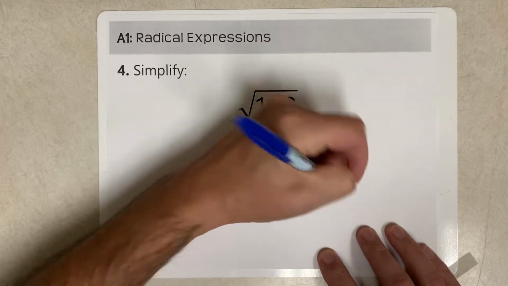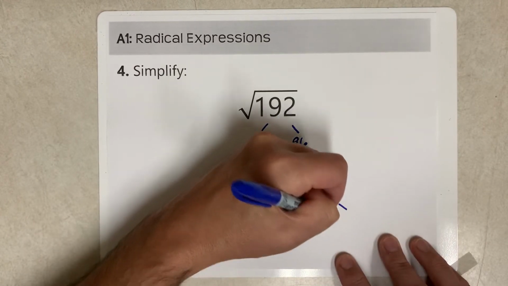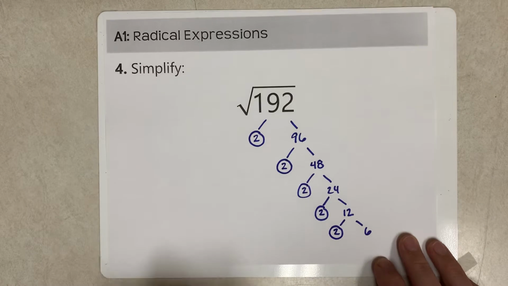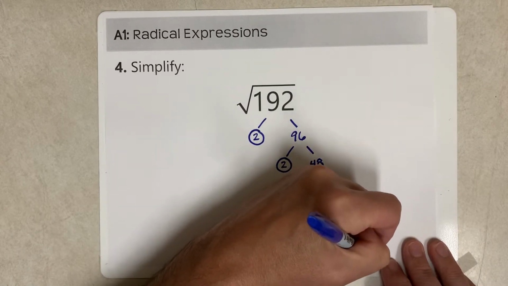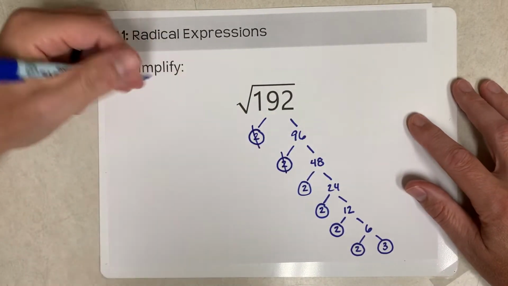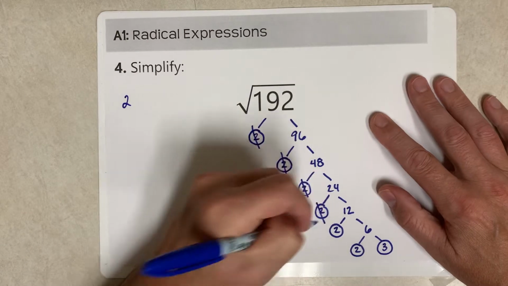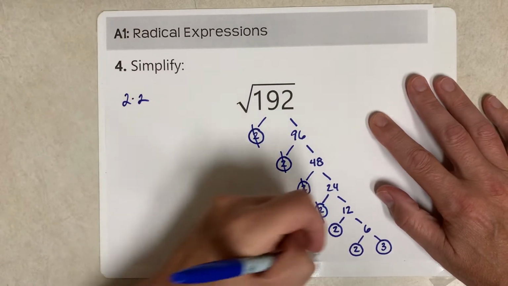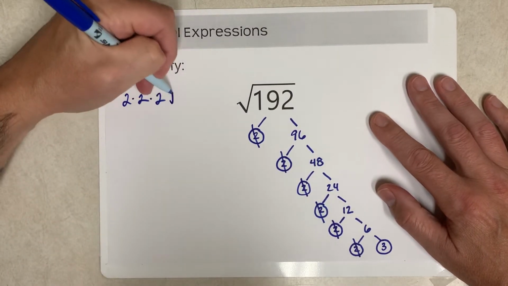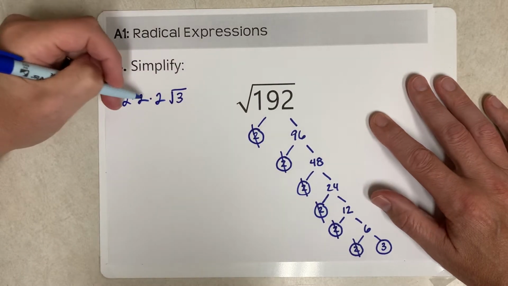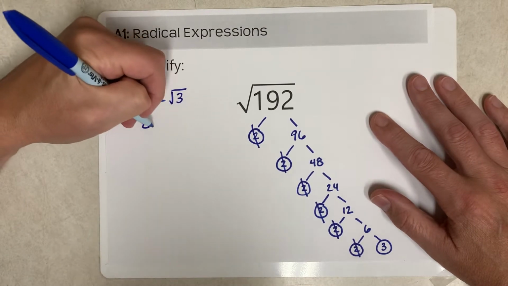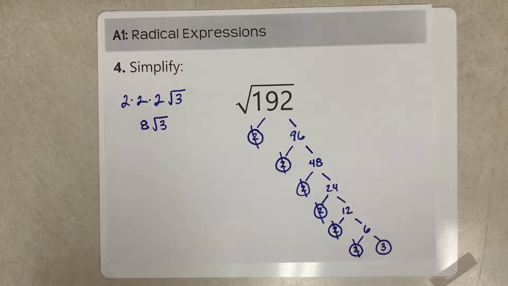2 times 24. 24 is 2 times 12. 12 is 2 times 6. And 6 is 2 times 3. A lengthy one here. All right, so let's take some pairs here. I got a pair of 2s, so 2 comes out. Another pair of 2s, another 2 comes out. A third pair of 2s, another 2 comes out, and I have a 3 still left underneath. So that 3 stays. 2 times 2 times 2 is 8. Don't mistake that for 6. I do that all the time. So 8 root 3 is going to be my final answer for that one.